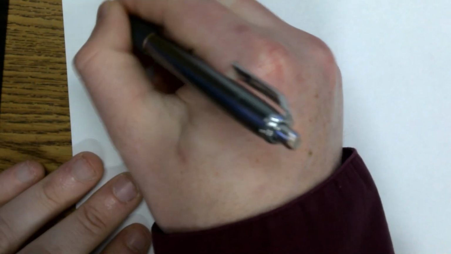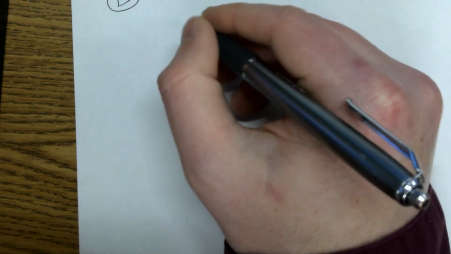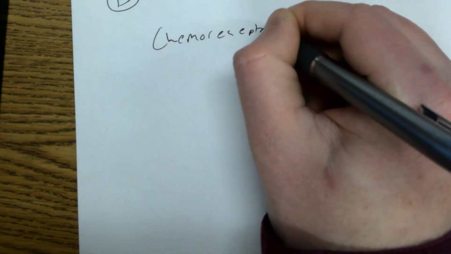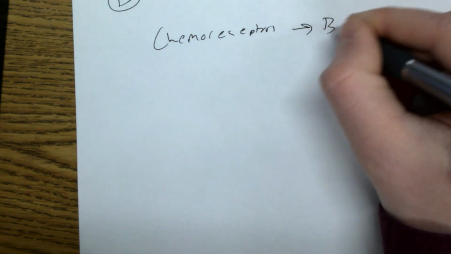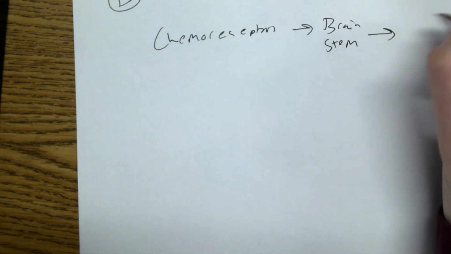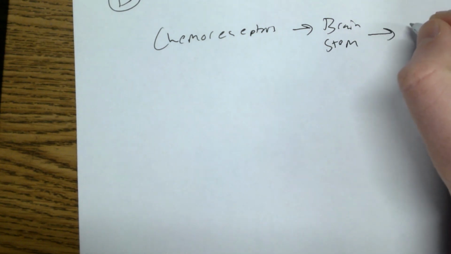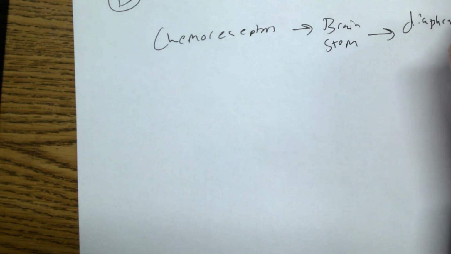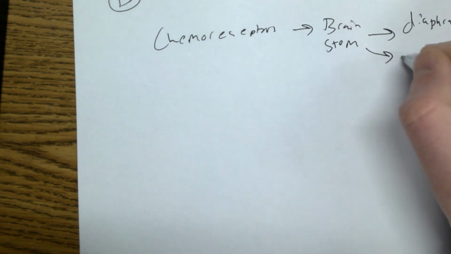15 is feedback control of ventilation rate. For this one, it's primarily just chemoreceptors. Those chemoreceptors act on the brain stem. They send signals to the brain stem, and the brain stem will send signals to the diaphragm and the intercostal muscles.